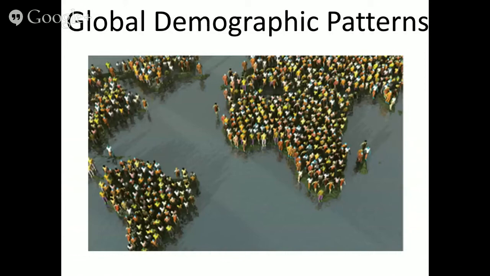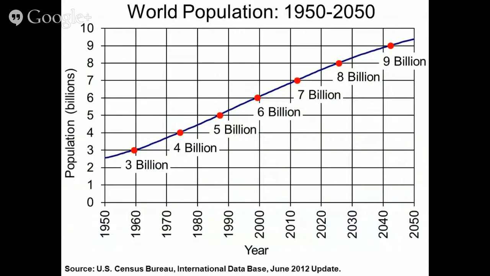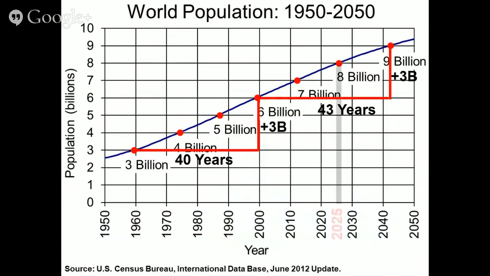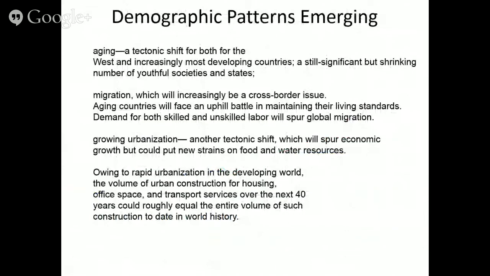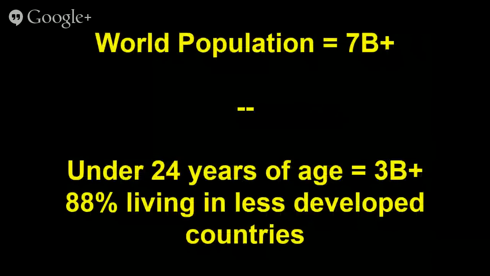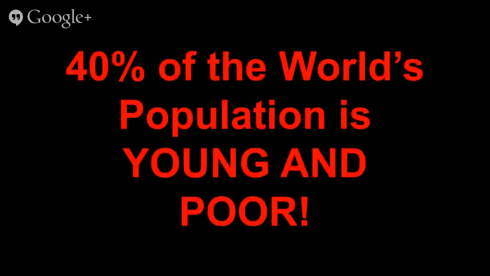Can you see the slide? How's the quality? Yes, yes. Yeah, I see a lot of people. Yeah, here, 3 billion, 4 billion, 5 billion, 40 years, 43 years. And then projections. Well, this is still work in progress. Yeah, aging, a tectonic shift. Yeah, urban housing, world population. No, I think it's very good now. Okay. Can you see this black and red? Yes, 40% of the world's population is young and poor. Yes, I see it.